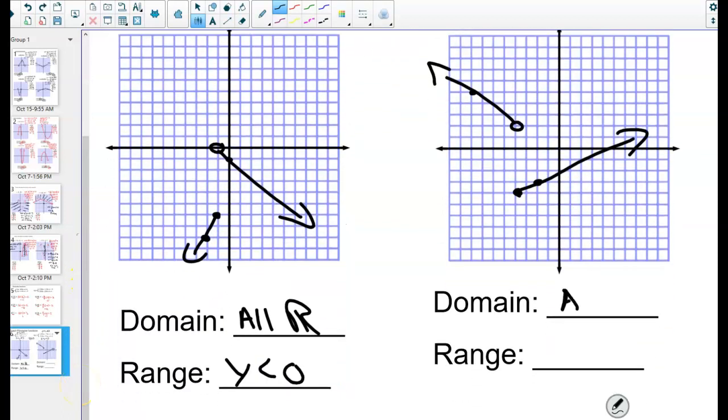Okay. All reals. Y is greater than or equal to -4. And that's my answer.